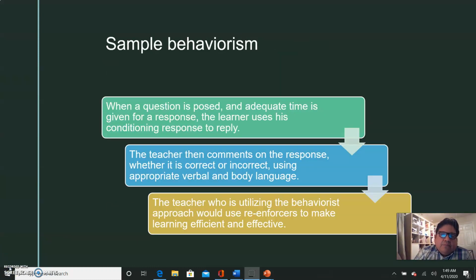Examples of these theories in practice in medical school. Number one, behaviorism, which is when a professor or a teacher asks a question from a student, gives adequate time for the student to respond. The instructor comments on the response, either correct or incorrect, using appropriate verbal and body language. The teacher who utilizes this behaviorist approach uses reinforcers to make learning efficient and effective.